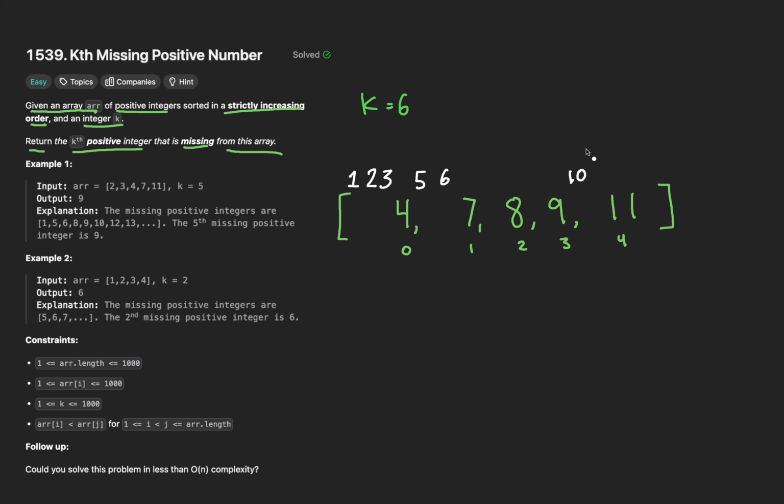You may be curious, what if k was something like this, an 8? Well, we'd continue our workflow. If 10 was the 6th missing number, then it's reasonable to say that 12 is the 7th missing, and thereafter, 13 would be the 8th missing. That'd be our result.